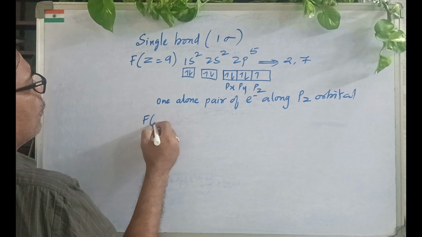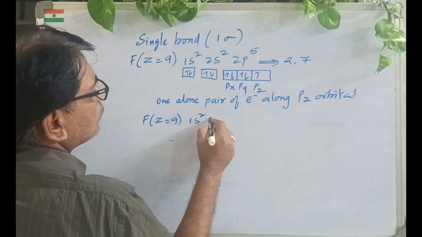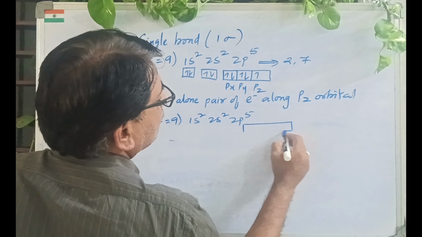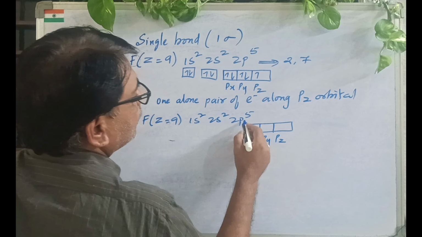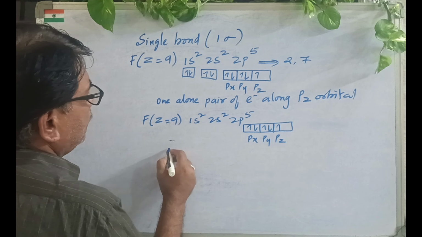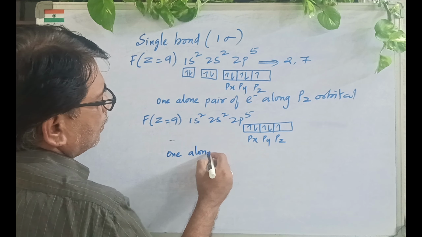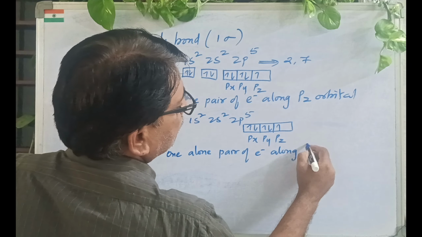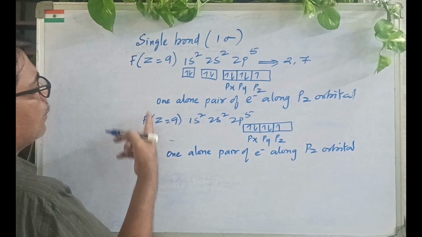In the same way, let us take one more fluorine, whose atomic number remains 9, whose electronic configuration is 1s2, 2s2 and 2p5. Instead of writing for all, I'll write just for P. P has 3 degenerate orbitals, Px, Py and Pz. Let me fill 5: 1, 2, 3, 4 and 5. So it has one lone pair of electrons, which is in the Pz orbital, as shown on the top, because I took the same example.